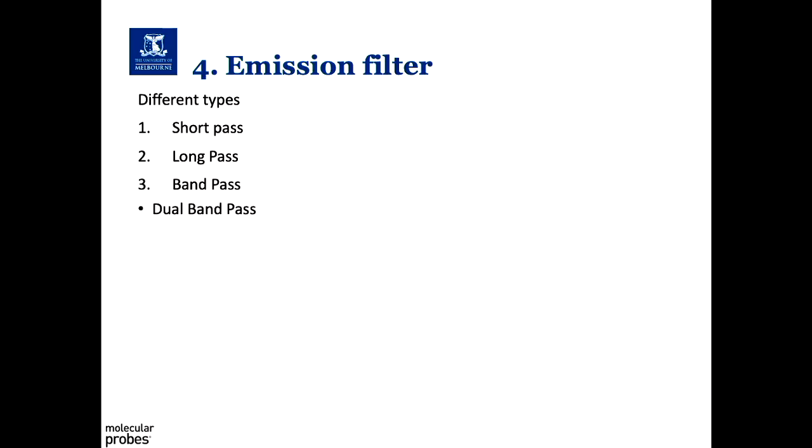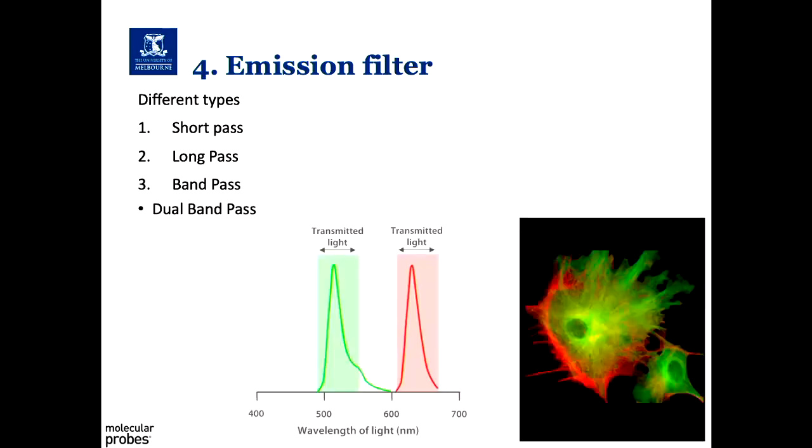I mentioned band pass already. We can get dual band pass filters. You can have a filter that allows two bands of light to go through. This is very often for a live cell setup where you don't want to switch emission filters between acquisitions. Normally these would be on diode illumination systems where you can switch the diodes on and off quite quickly, so you're only exciting either the green channel or the red channel.